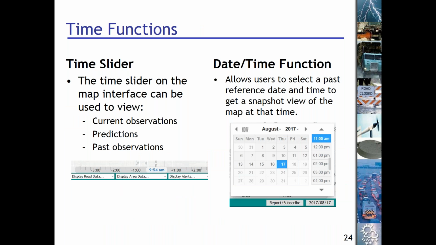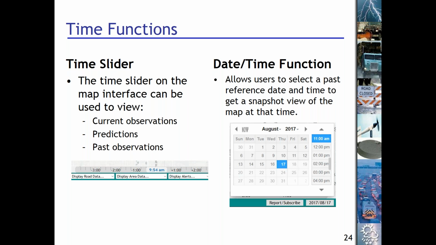So we're going to get here a little bit into each one of those functions. This happens to be the time slider that I talked about. It's in the bottom of the landing page. So the time slider on the map interface can be used to view current observations, what the system is seeing right now. It can be used to look at predictions, what the system thinks is happening in the future, and it can also be used to see past observations.